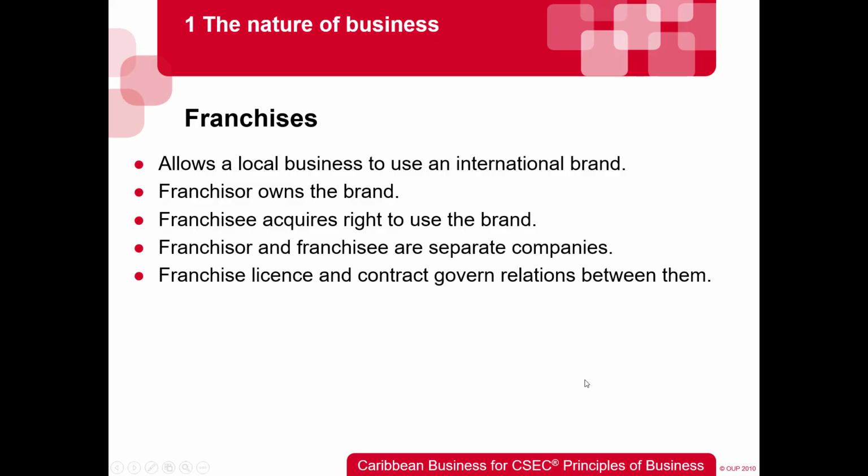So a franchise. What is a franchise? Franchises allow a local business to use an international brand. A franchisor owns the brand. Franchisee acquire rights to use the brand. Franchisor and franchisee are separate companies. Franchise license and contract governs the relationship between both of them. So this is a whole word salad right here. So we're going to break it down so that we can understand clearer what we're talking about.